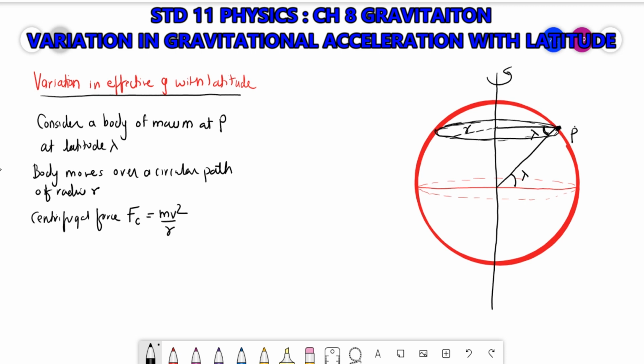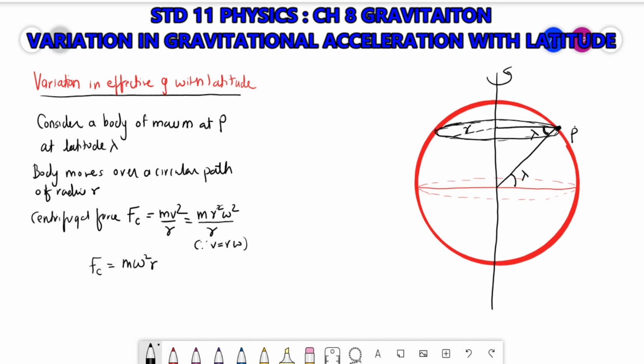Where v is the linear velocity. If I want to take this velocity into rotational component, then v equals r omega. So this will be m, instead of v, r square omega square upon r. This will get cancelled, because v equals r omega. So Fc will be equal to m r omega square. So the centrifugal force will be equal to m omega square r.